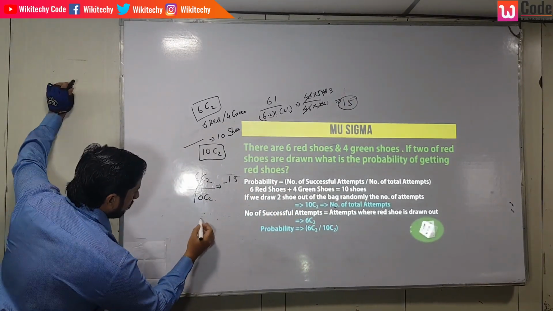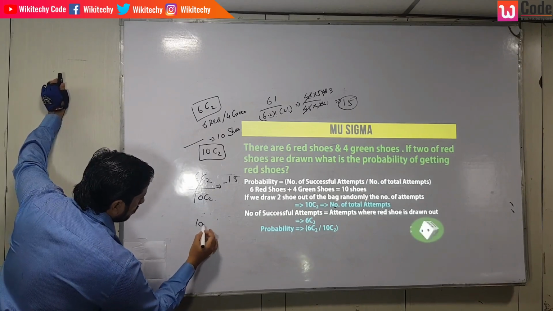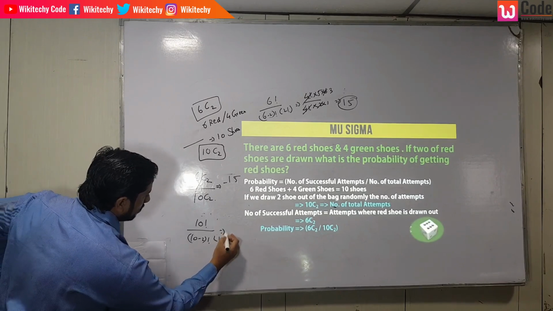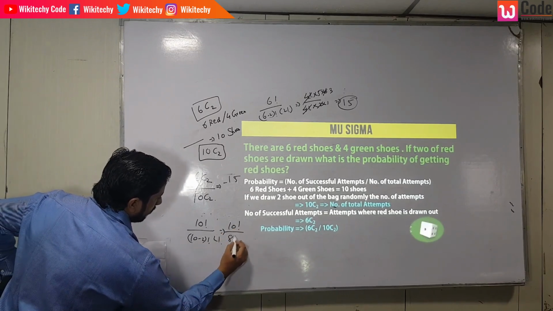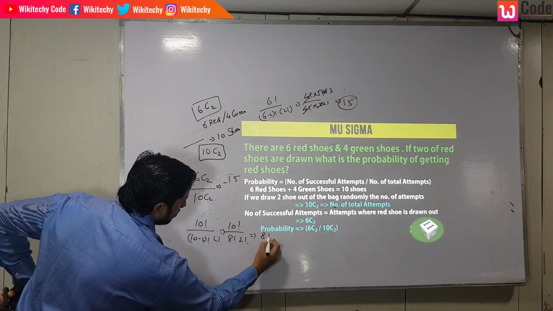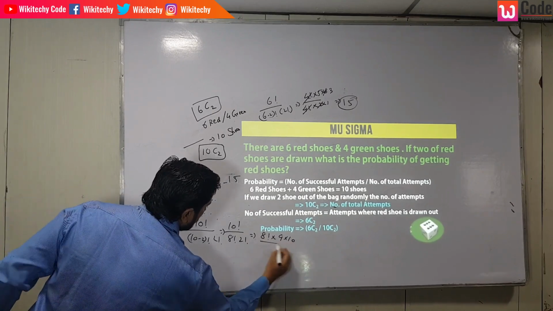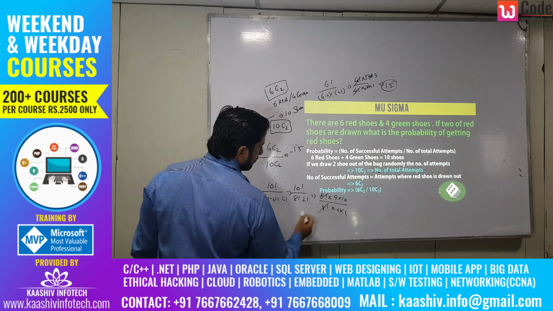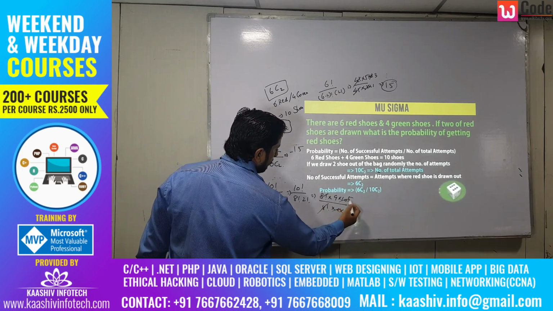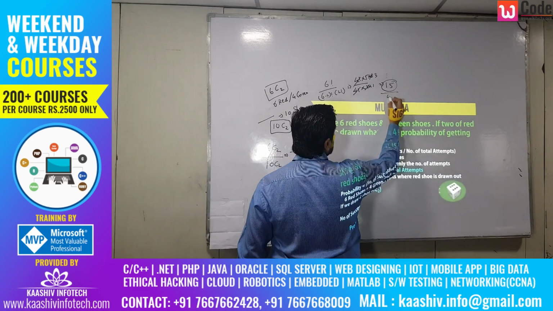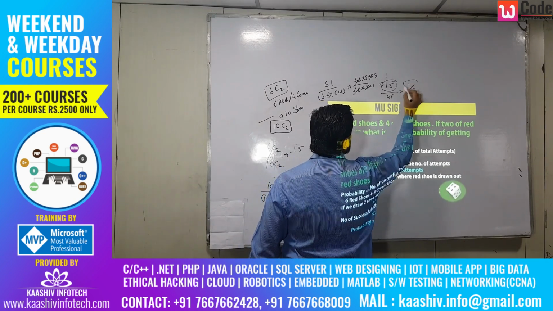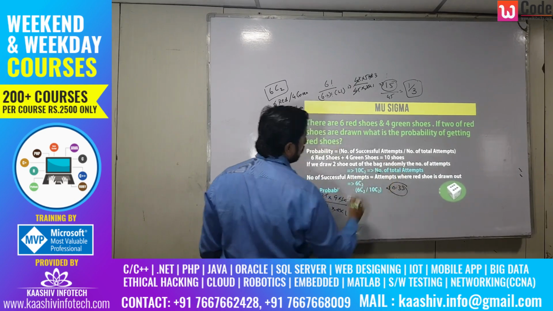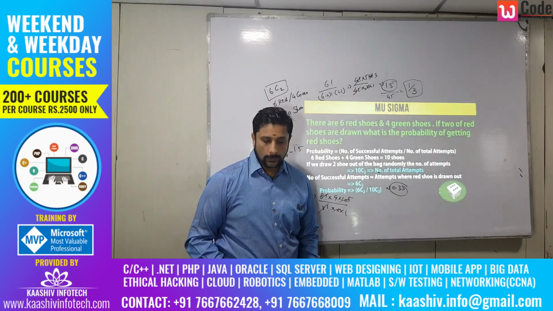10C2 is 10 factorial divided by 10 minus 2 factorial into 2 factorial, which is nothing but 10 factorial divided by 8 factorial into 2 factorial. It's 8 factorial into 9 into 10 divided by 8 factorial into 2 into 1. Obviously the 8 factorial gets cancelled, giving 45. So 15 divided by 45 is nothing but 1 by 3, which is the answer. The probability is 0.33, or 1 by 3. This is how you manipulate it.